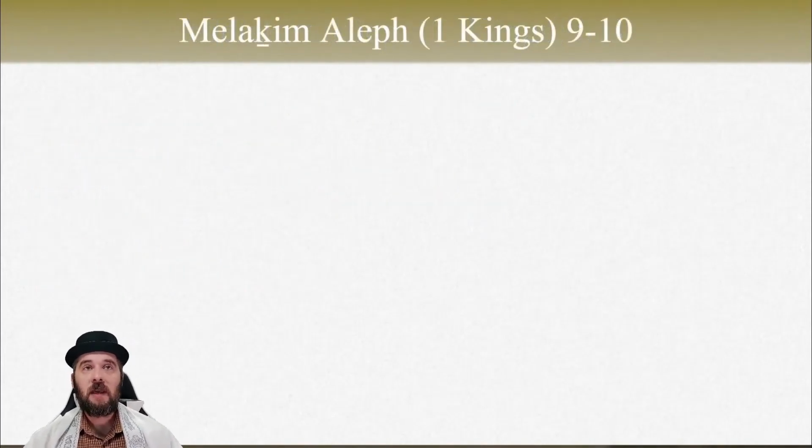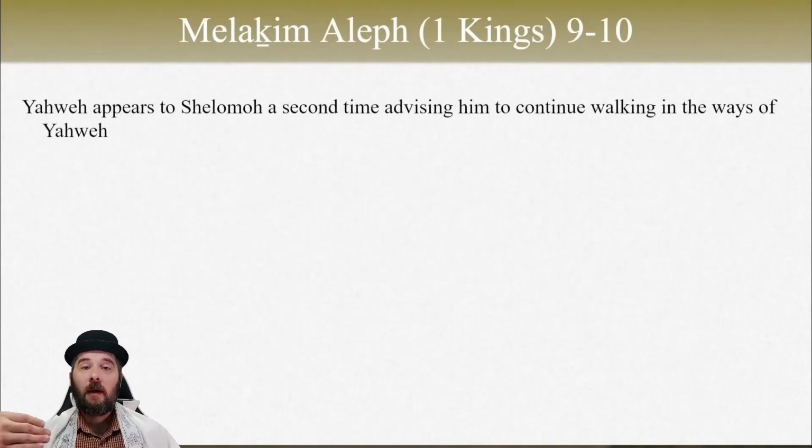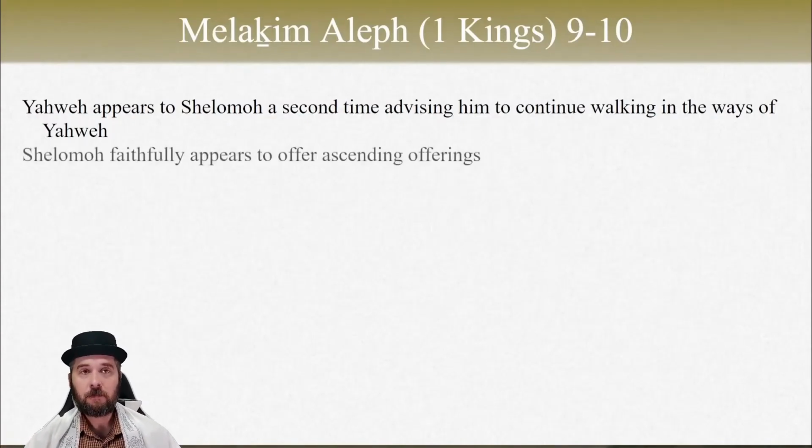Then we get into 1 Kings chapters 9 through 10. Then Yahweh appears to Shlomo for a second time and advises him to continue to walk in the ways of Shlomo, doing right, judging righteously, and things like that. And we see next that Shlomo faithfully goes to the temple the 3 times a year that males are supposed to when the temple's standing, and offers up ascending offerings just like he's supposed to.